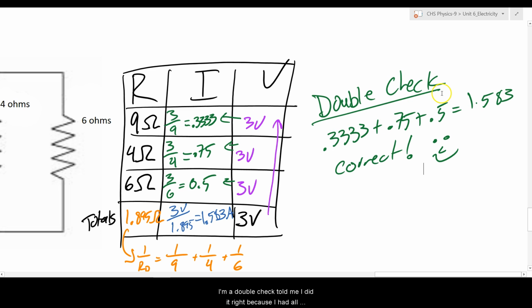And my double check tells me I did it right because I add all of those currents together and I end up with 1.583. So yay, I did it correct. And there's a smiley face because that's what I'm doing. So that's it. Thanks for listening.